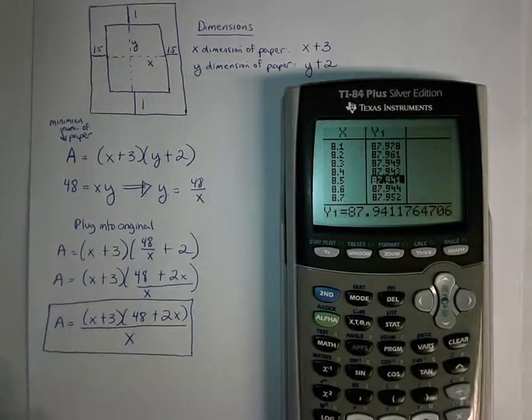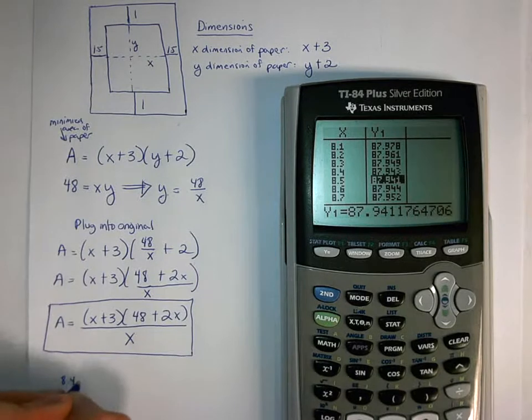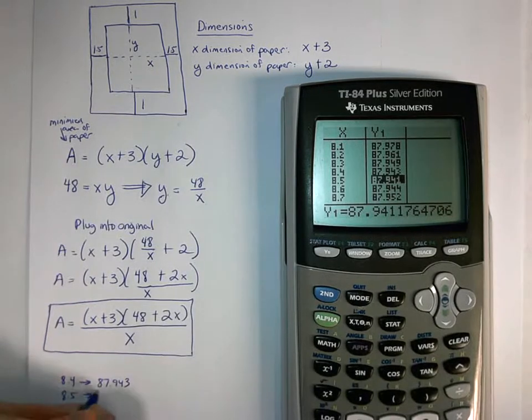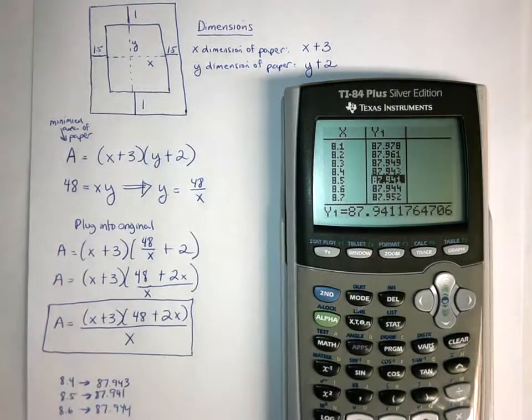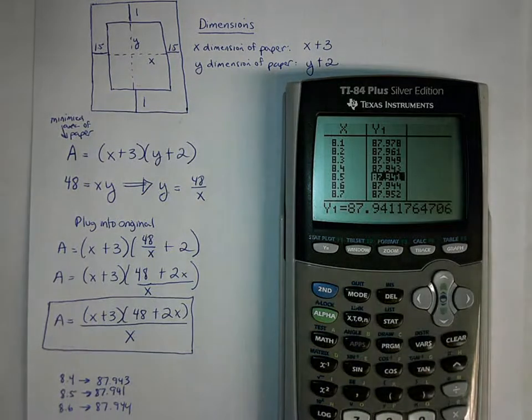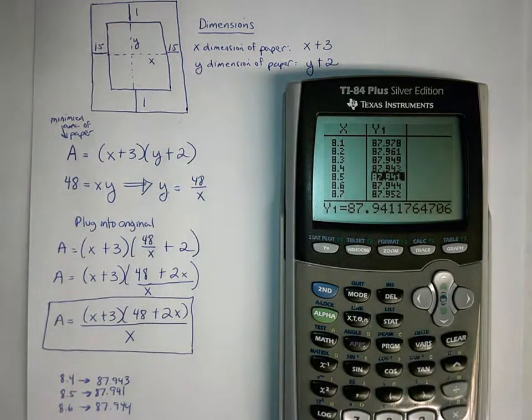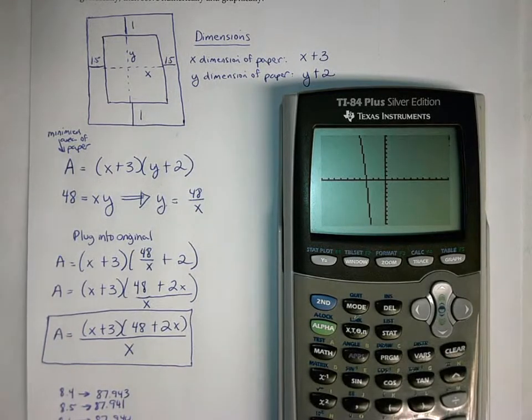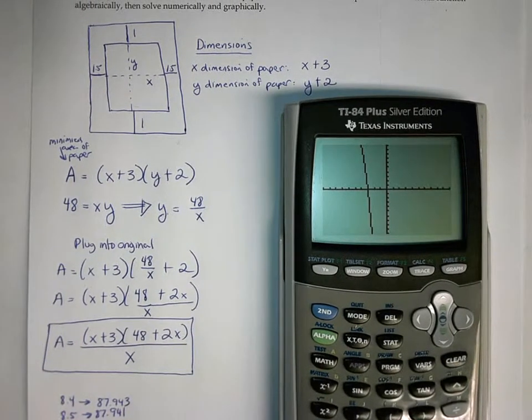Now, why I chose to do that is I'm going to make a little note here that 8.4 is going to be 87.943, and 8.5 is going to be 87.941, and 8.6 is going to be 87.944. So somewhere between that 8.4 and 8.6 is going to be my final answer for this. But if I look at my graph, all I see is that.